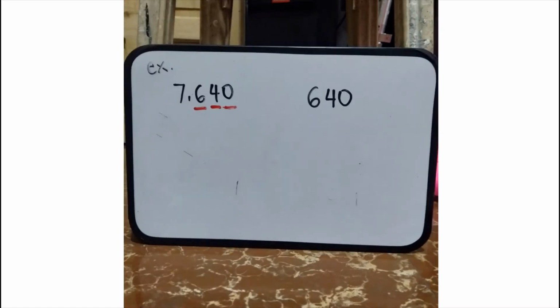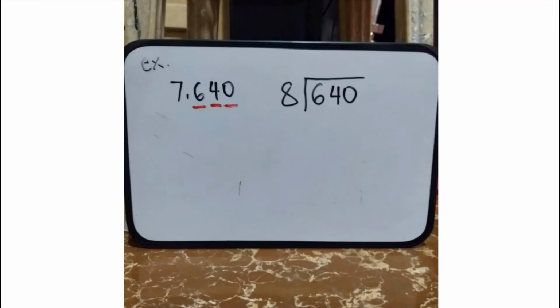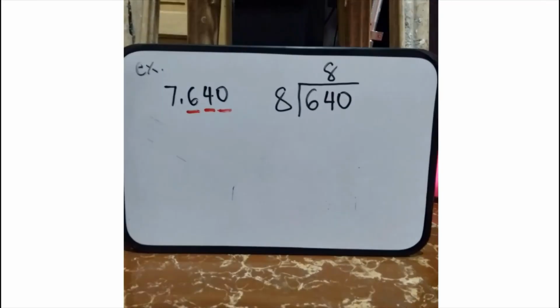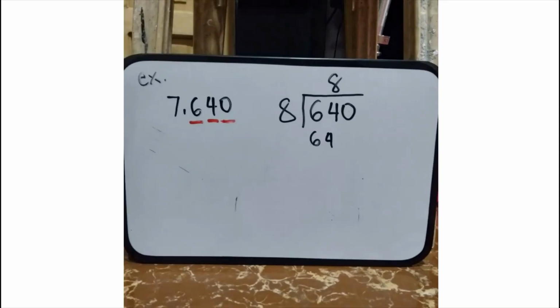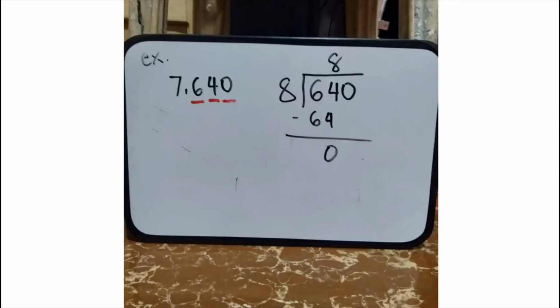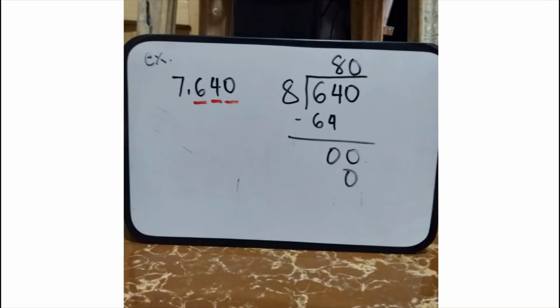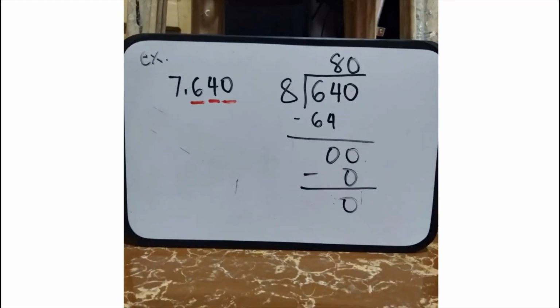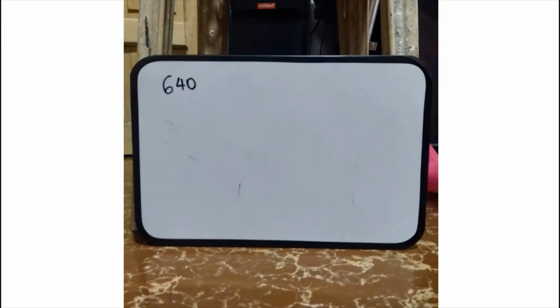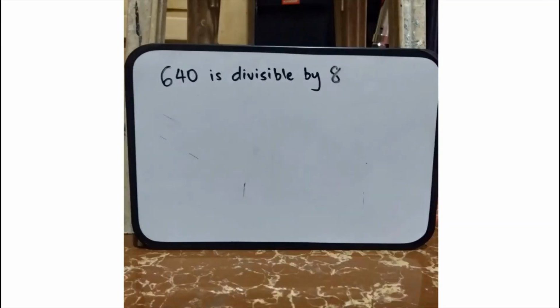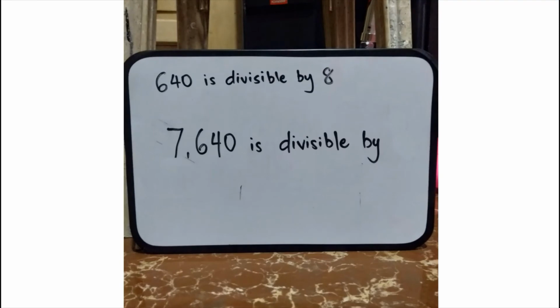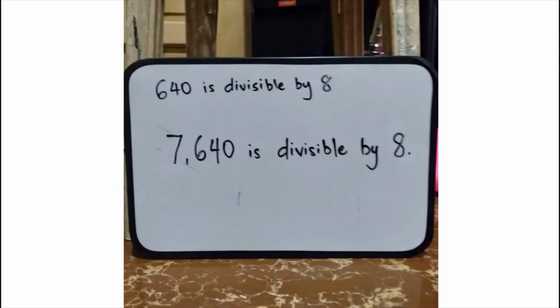Now, let's determine if we will acquire 0 as a remainder if we divide 640 by 8. 64 divided by 8 is 8. 8 multiplied by 8, that's 64. Subtract and then we'll get 0. Bring down the 0 and then we'll have 0 divided by 8. That's 0. 0 multiplied by 8 is 0 as well, then we'll have the remainder 0. Since 640 is divisible by 8, then 7640 is divisible by 8 as well.